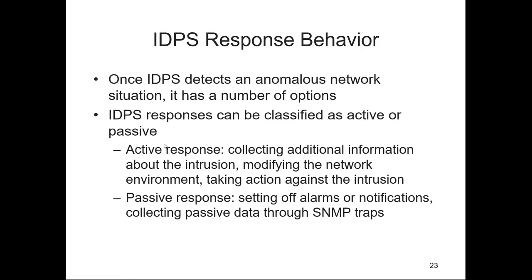Once an IDS detects an anomalous network situation using any of the previous methods, it has a number of options, depending on the policy and objectives of the organization that has configured it, as well as the capabilities of the organization's system. So the IDS responses can be classified as active or passive.